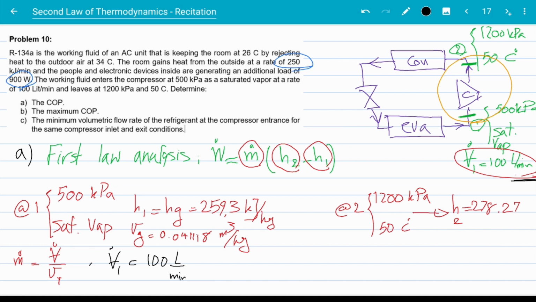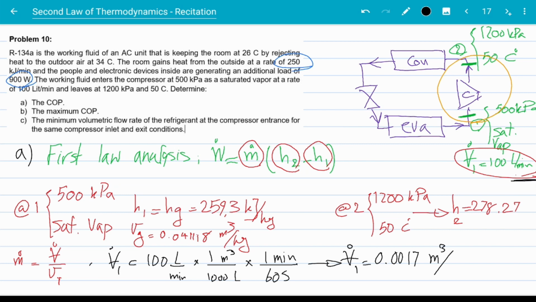We need to first change the liters to meters cubed. So I'm gonna multiply that by 1 meters cubed over, conversion rate is 1,000 liters. And then we need to change the minutes to seconds. So times it by 1 minute over 60 seconds. Now if we do that, we get that the volumetric flow rate at 1 is 0.0017 meters cubed per second.